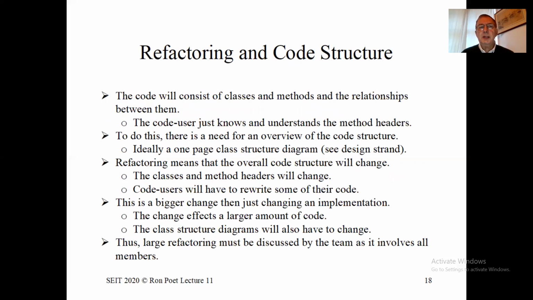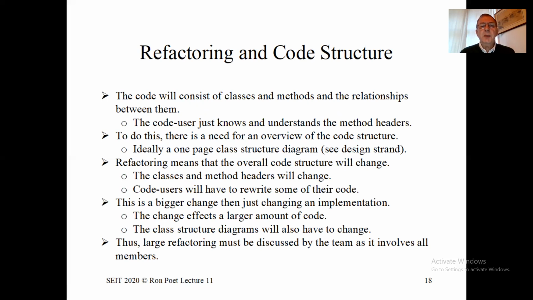So this diversion to refactoring, what is it? Well, when we build our code, we'll have classes and methods, and they'll all be related to one another. And code users, people who use other people's code, know and understand the method heading, so they know what they need to do to call other people's code. So for the code to have integrity, we need an overview of the code structure, ideally a one-page class structure diagram, which we'll learn more about next semester.